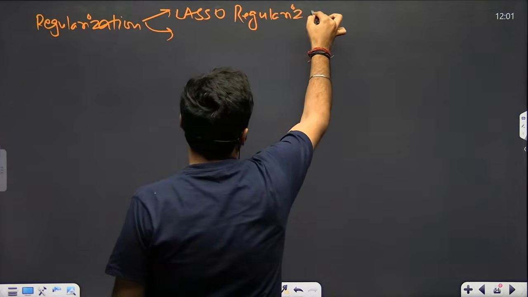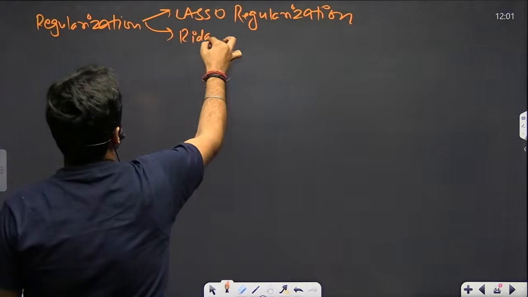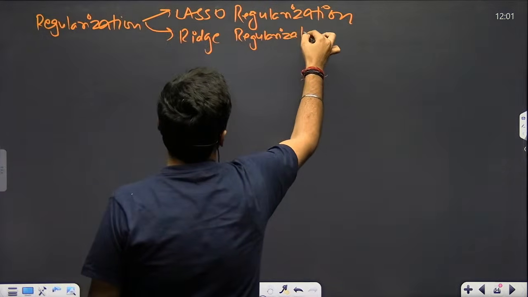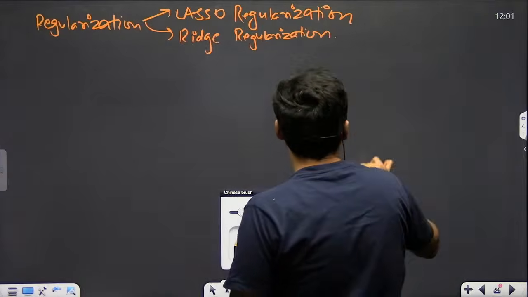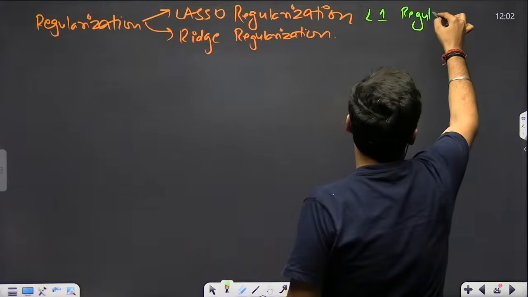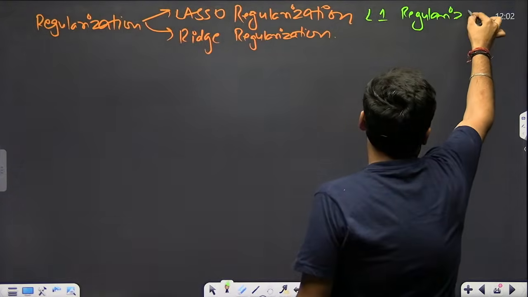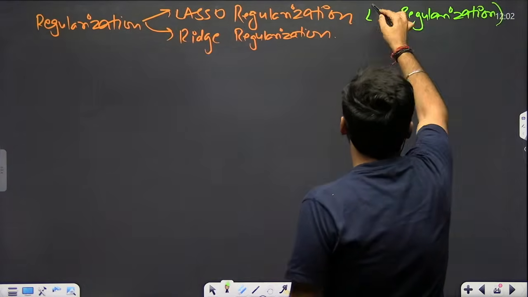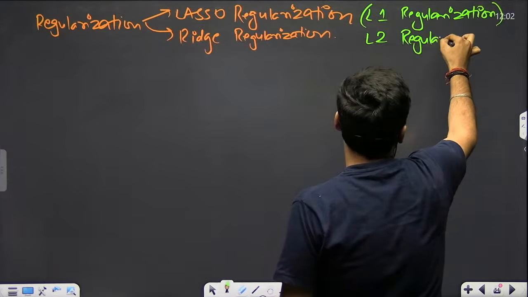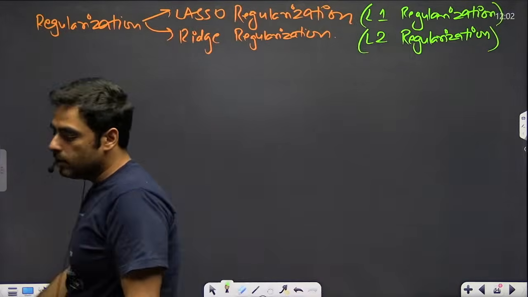The first one would be lasso regularization, and what is the second one? The second one is ridge regularization. Lasso is also called the L1 regularization technique, and ridge regression is known as the L2 regularization technique.